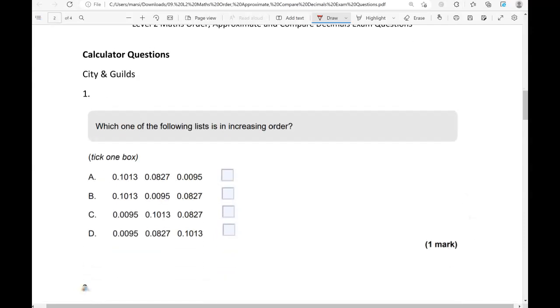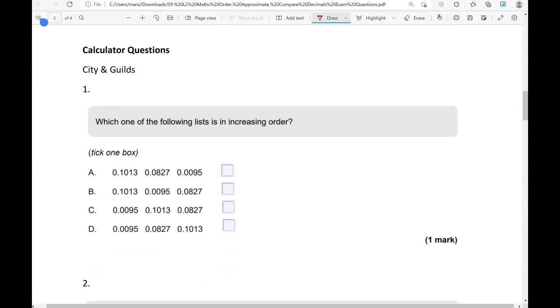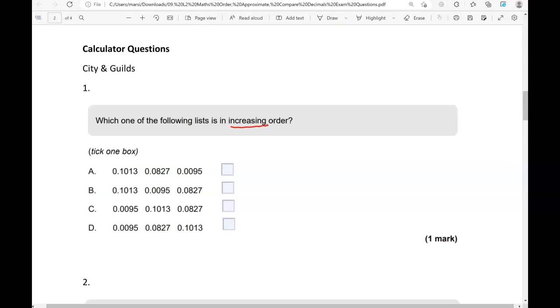Now we move into the calculated questions. Which one of the following list is in increasing order? So increasing, they're going from the smallest to the largest. So looking at the numbers, we've got 0.1013, 0.0827, 0.0095. So they all start with 0. Which means that we've got to focus on the first digit after the decimal point now. So that's a 1, that's a 0, that's a 0. So 1 is greater than 0, so that means this decimal is the highest, the greatest.